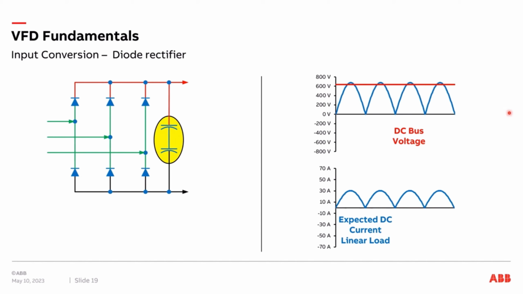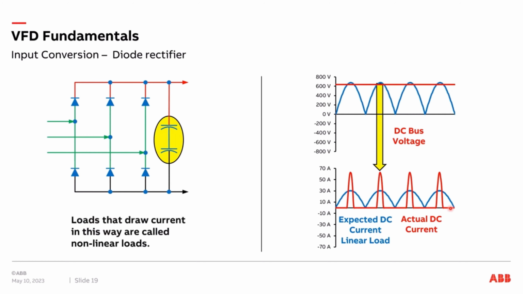In this case, as the capacitor's voltage drops below 650 volts, every time the capacitor's voltage is lower than the peak voltage coming in through the rectifier, we see a current draw. And this current draw occurs as peaks. Loads that draw current in this way are what we call nonlinear loads. So as a nonlinear load, our current is only drawn whenever our DC bus voltage has dropped below the peak voltage of the incoming voltage. This is important because this is what causes harmonics.